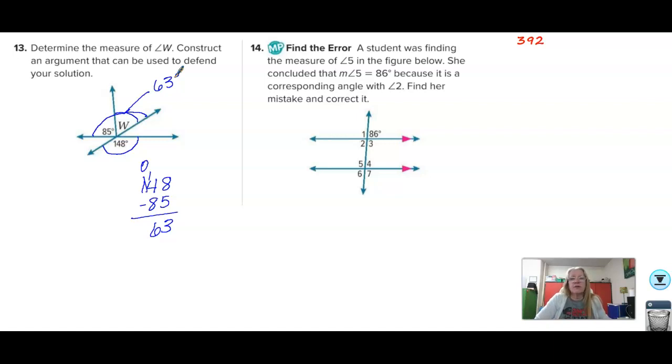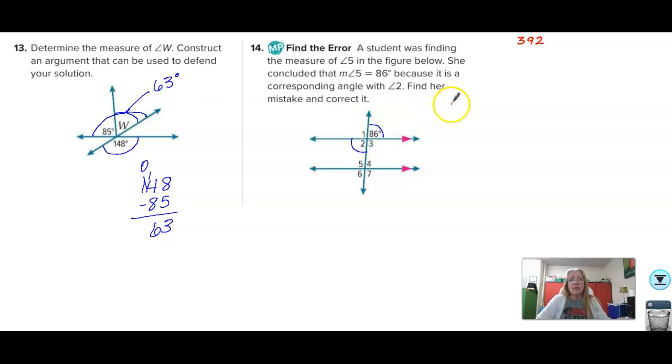Find the error. A student was finding the measure of angle 5 in the figure below. She concluded that the measure of angle 5 is 86 because it's a corresponding angle with 2. Okay? Find her mistake and correct it. She says this angle corresponds with this angle. First of all, those are not corresponding angles. Those are vertical angles. Okay?